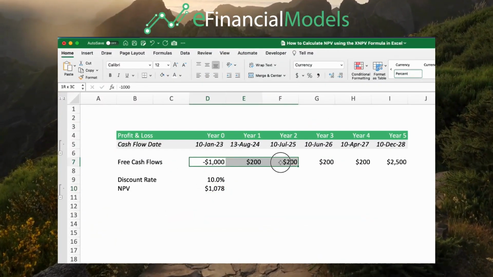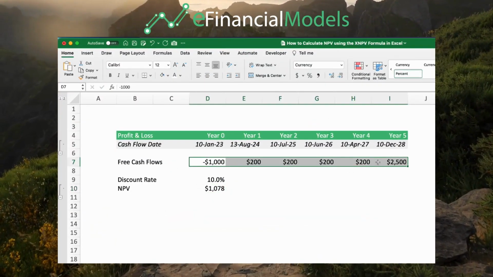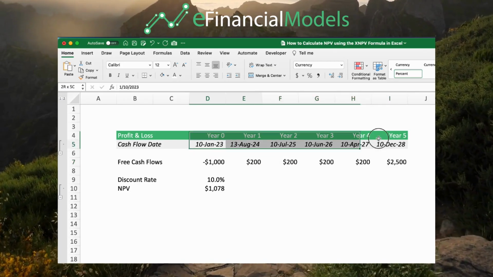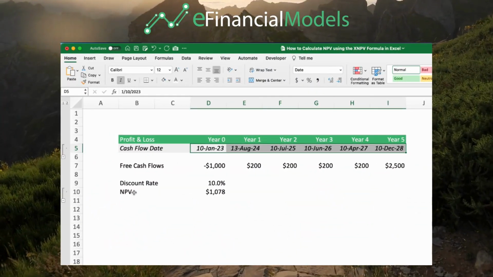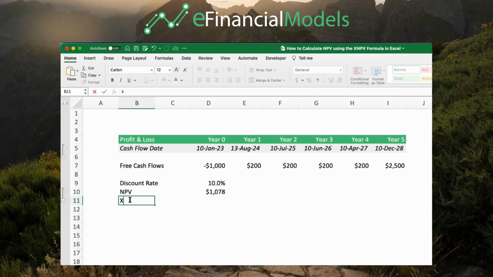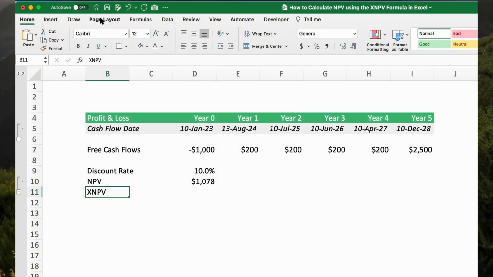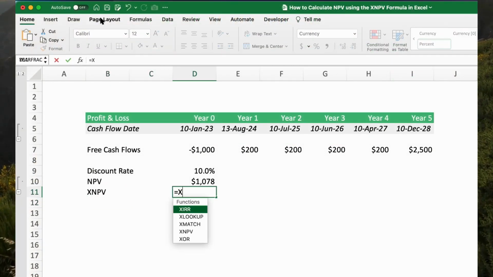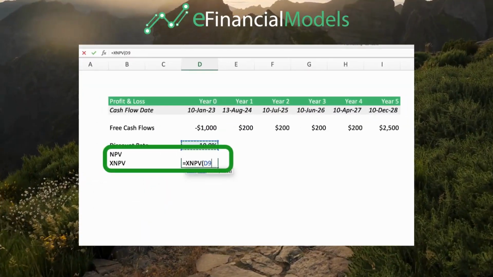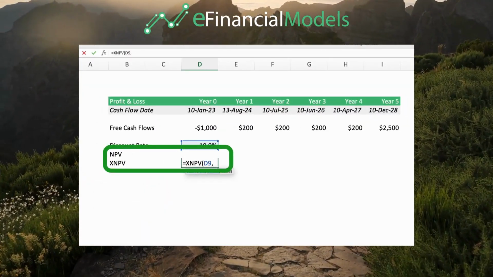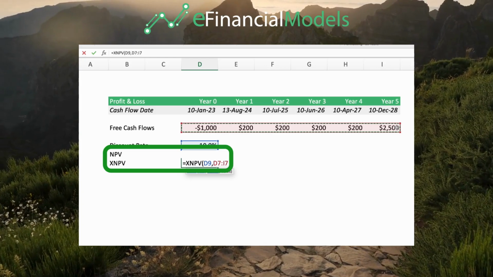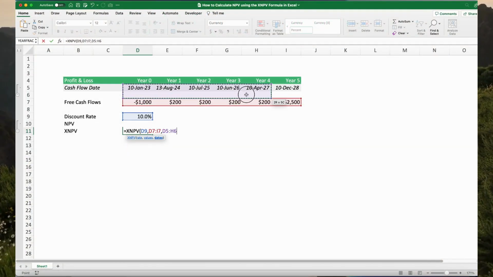But what if these cash flows don't always occur one year in sequence with each other, but at different cash flow dates? To address this topic, Excel has a formula called XNPV, and it's similar to XIRR, so all we do is enter the formula XNPV. What is the discount rate we're going to use? What are the forecast free cash flows? And what are the cash flow dates of these forecasted free cash flows?